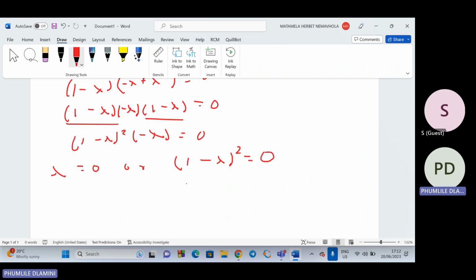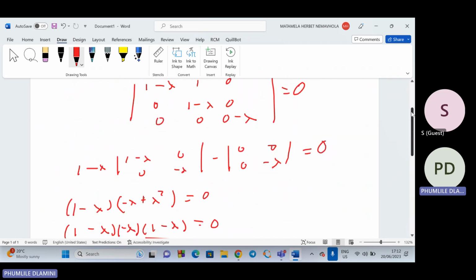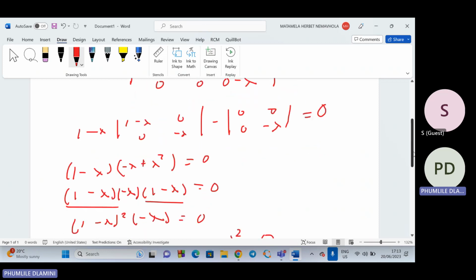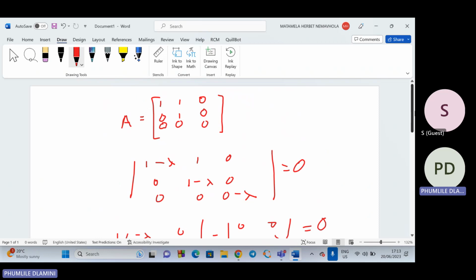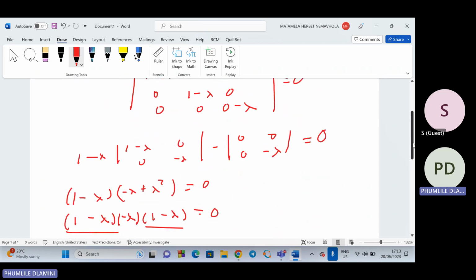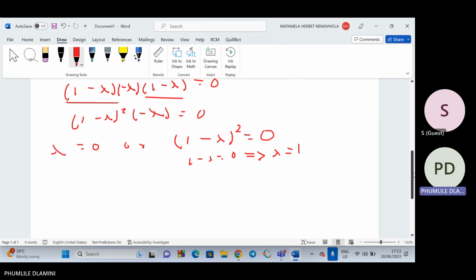This one here implies that 1 minus lambda is equal to 0. It implies that our lambda is going to be equal to 1. So when we have 1 now, we can solve this matrix. We can substitute the 1 inside this matrix. When we substitute the 1 inside that matrix, we will see that our matrix is going to be in this form.